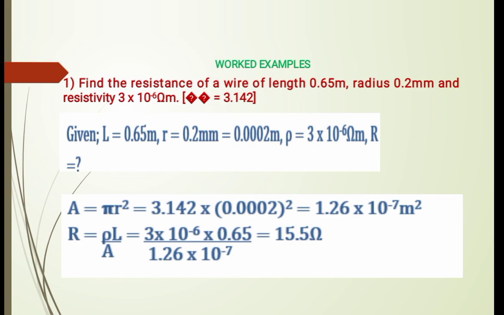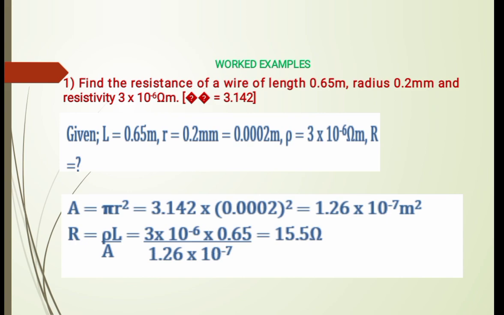Now, substituting all these parameters into the equation of resistance, or the relationship of resistance with resistivity, length, and area. But before then, we quickly need to calculate our area. Since our area is the cross-sectional area of the conductor, we use the formula for area of a circle, which is pi r squared. And so you can see the substitution there. Our r is 0.0002. So squaring that and multiplying by 3.142, we have 1.26 multiplied by 10 raised to the minus 7 meter square.